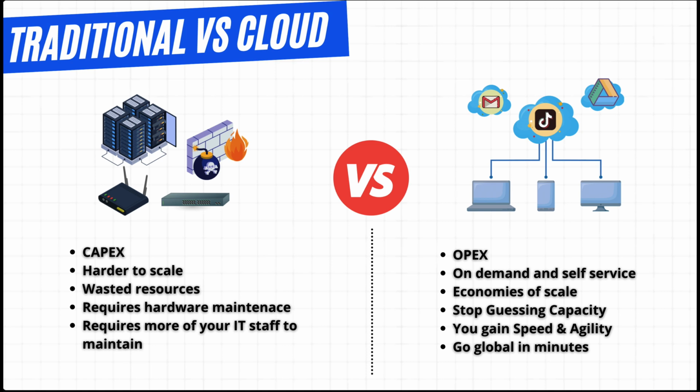With the cloud computing model, we trade CapEx for OpEx. We get on-demand and self-service of resource deployment. We get the benefit of economies of scale. We stop guessing about the capacity and get the benefit of right-sizing our hardware for our needs. We gain speed and agility in the process and can go global in minutes if needed. Very cool. I hope in this video you not only see the benefits of cloud computing, but also the differences with the traditional model of IT.